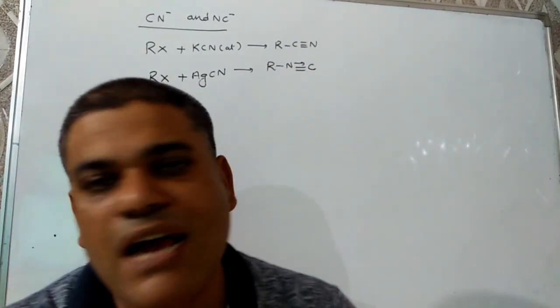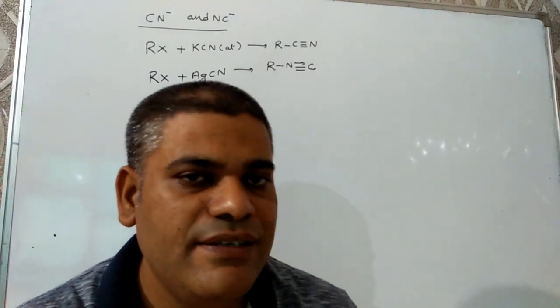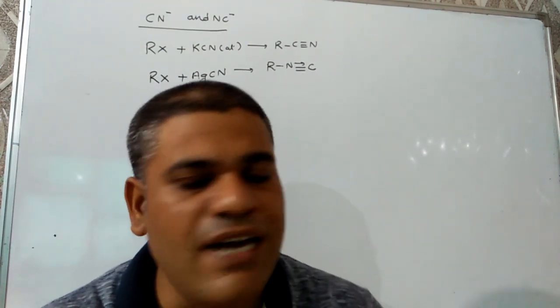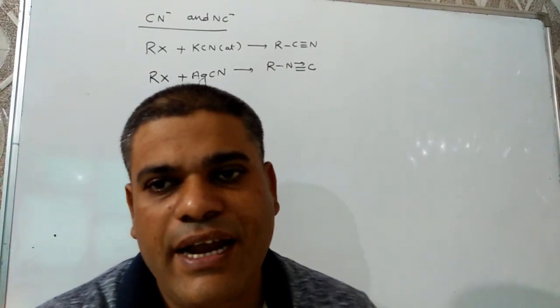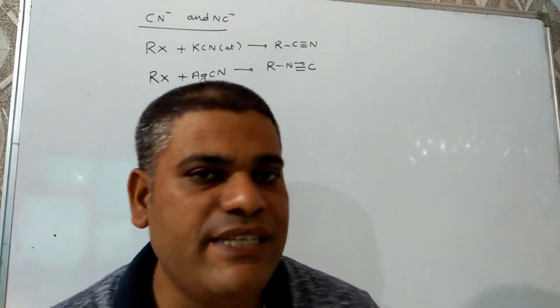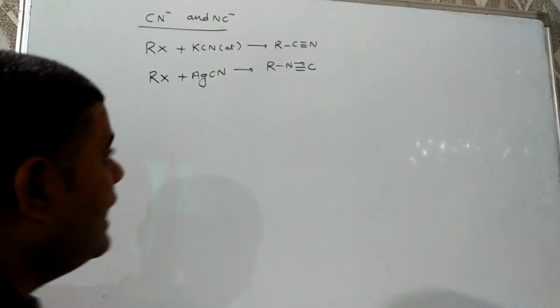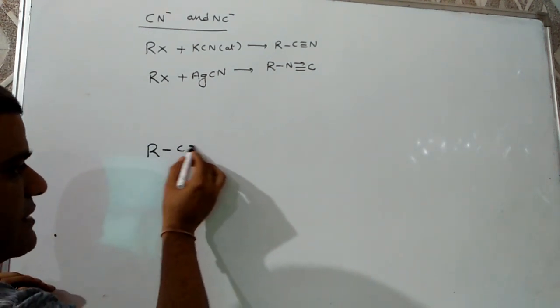So both carbon and nitrogen are available for bonding, but AgCN is covalent, so only nitrogen is available for bonding, and the carbon-carbon bond is stronger. So in the first case, the linkage takes place through carbon, and in the second case, the only option is that the linkage takes place through nitrogen. Now, the alkane nitrile formed is a very important reagent for organic conversions, as I have mentioned.